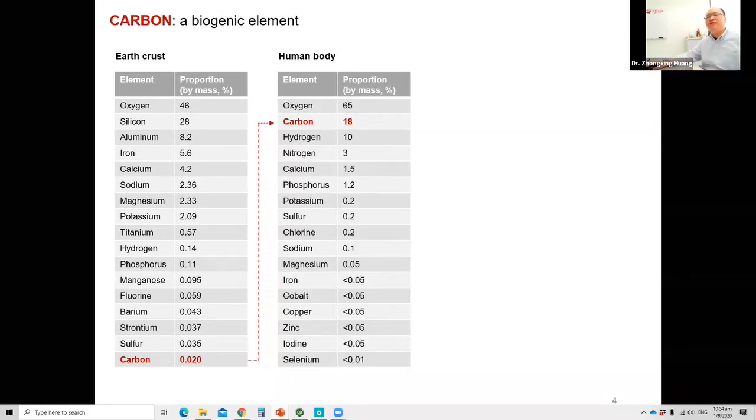But if you look at the human body, carbon's ranking actually increases dramatically. Now carbon is number 2 in abundance. Number 1 is oxygen, and number 3 is hydrogen. Again, why? That's common sense, right? Because most of your human body is composed of water, right? But carbon is number 2. So carbon exists in almost everything in your body.